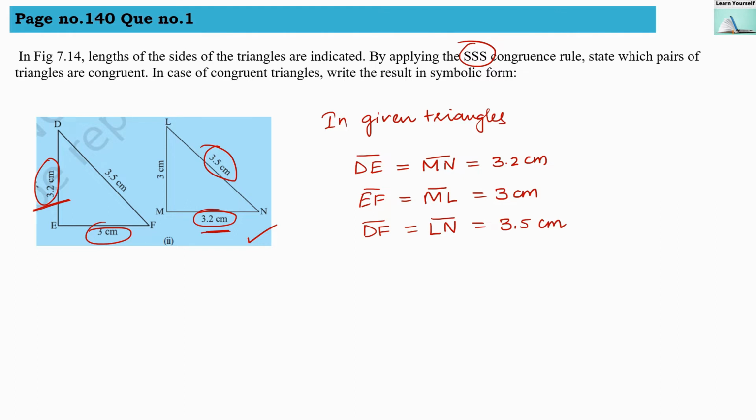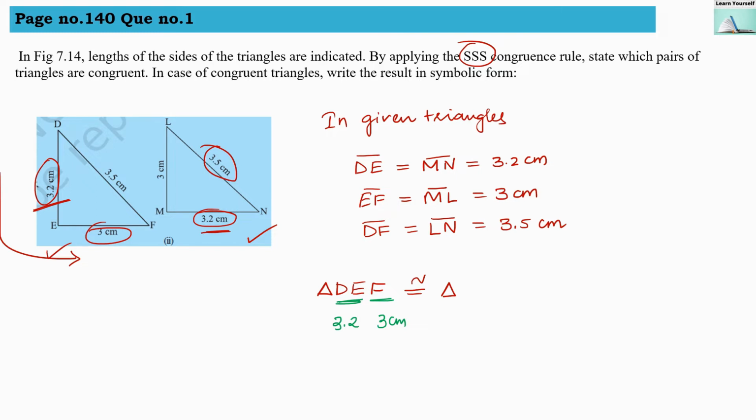Now, from the side, how can we write the correct name? So, first we are writing the triangle name in anti-clockwise manner, DEF. Now we have to write the congruency for the second triangle. So here, DE side's measure is 3.2 centimeter, and EF side's measure is 3 centimeter. So we have to write the correct sides similarly for the second triangle.